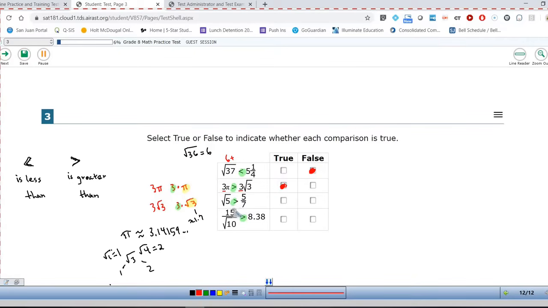All right, let's take a look at the next one. Square root of 5 compared to 5/7. All right. This one, if you know what you're doing, is actually pretty darn easy. Because in a fraction, the top number tells you how many you have, and the bottom number tells you how many to make a whole.